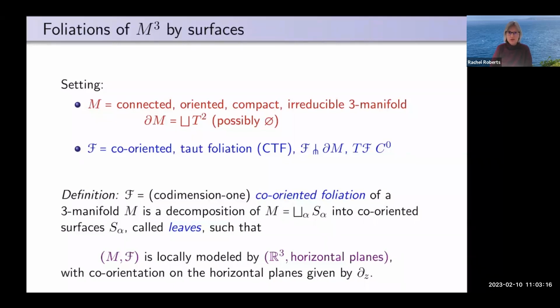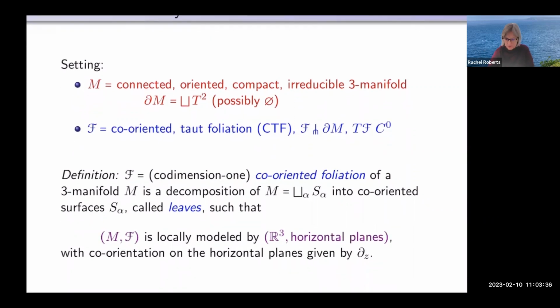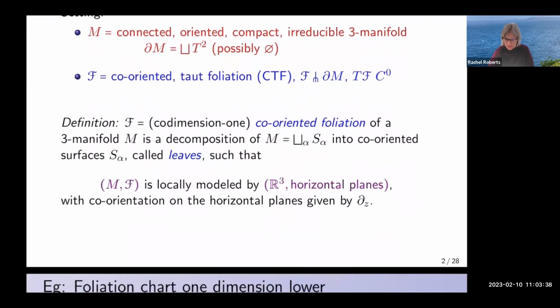But we're a co-oriented thing in an oriented 3-manifold. So I'm going to equally well jump between, maybe sometimes I say oriented foliation, maybe I say co-oriented, they mean exactly the same thing. So the manifold is locally modeled by these R3 with the horizontal planes. And each of these planes are pieced together to give these surfaces.